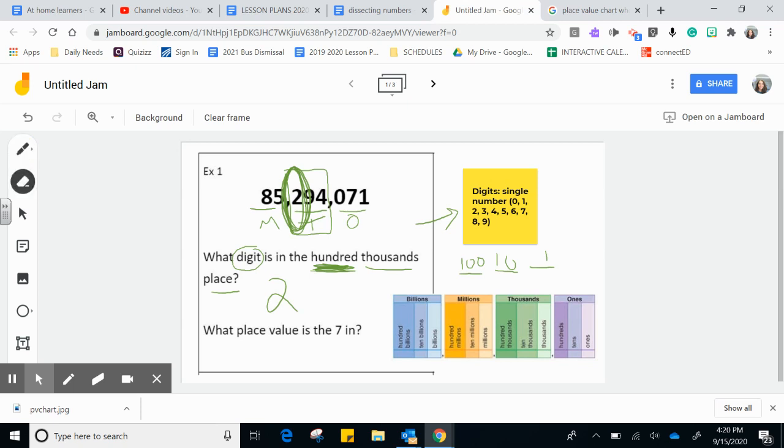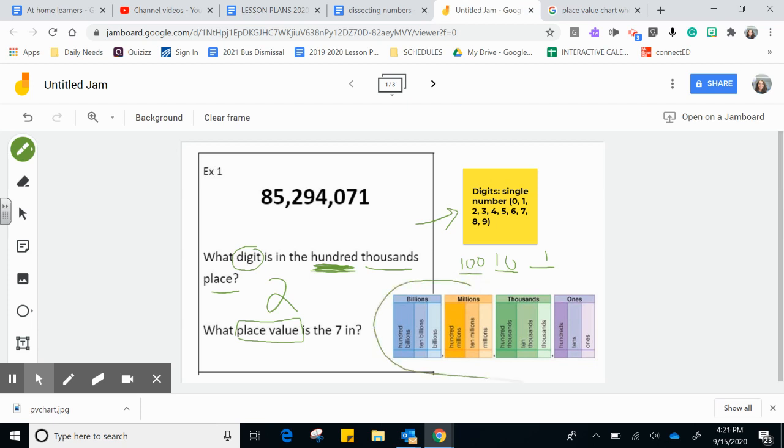Okay, I'm going to go ahead and erase all this mumbo jumbo here so we can look at it with fresh eyeballs. So let's look at the next one. The next one is asking for place value. So it's saying what place value, and remember, place is a fancy schmancy word for location. So what location is that 7 parked in?